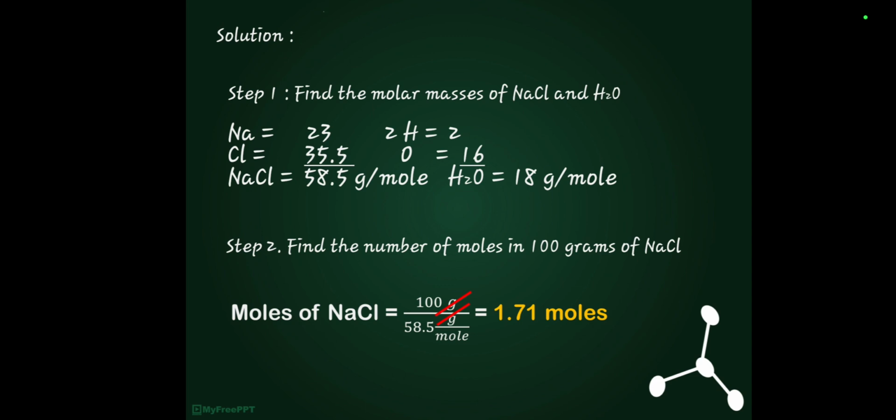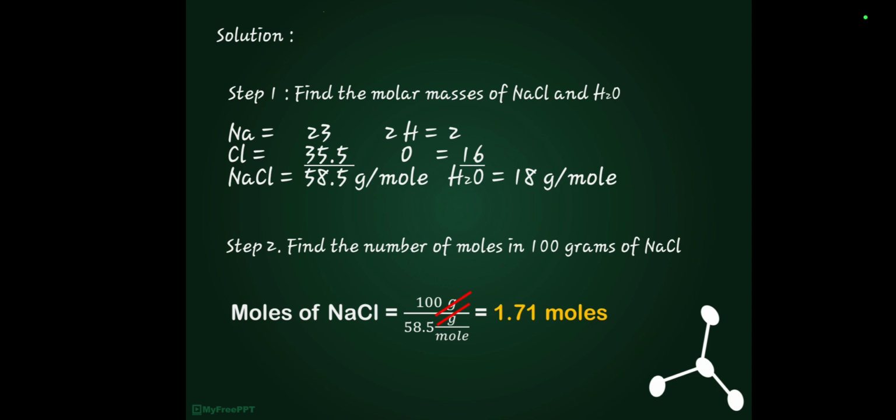For H2O, since hydrogen has a subscript 2, we multiply 1 by 2, so it makes 2. And oxygen is 16, so the molar mass of H2O is 18 grams per mole. That would be the result of converting grams into moles. So we've already gotten the molar masses, so let's proceed to step 2.